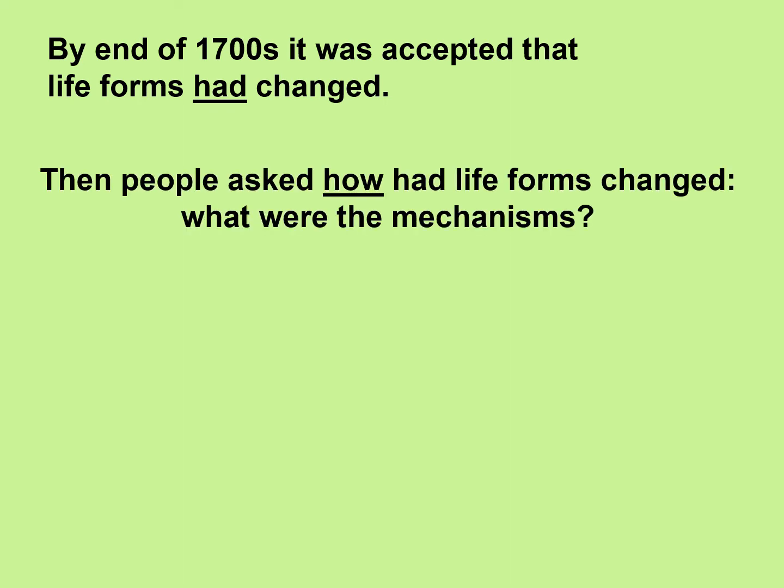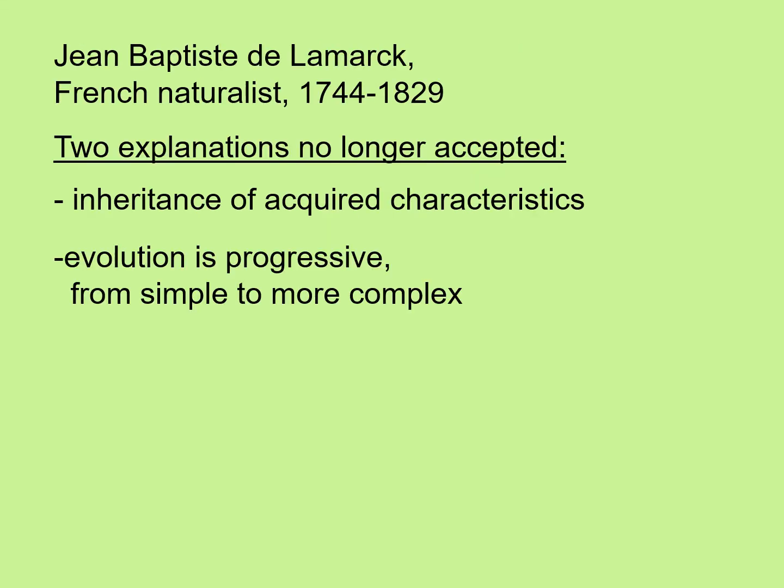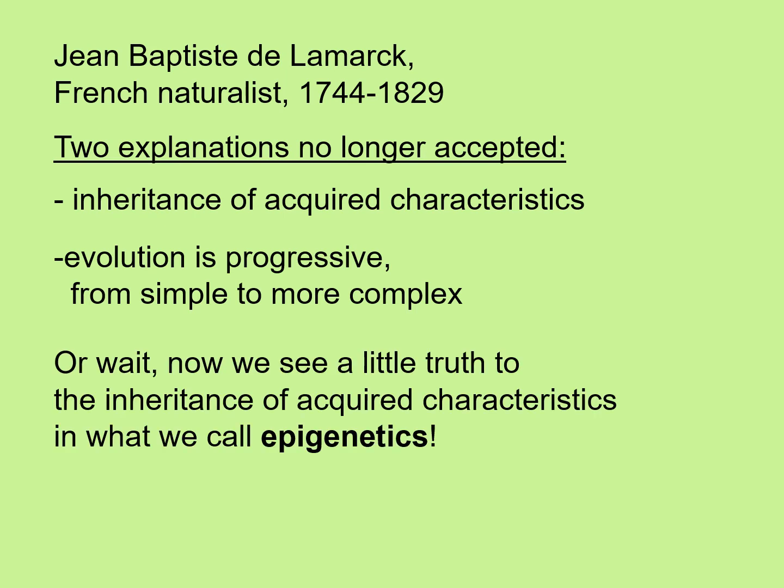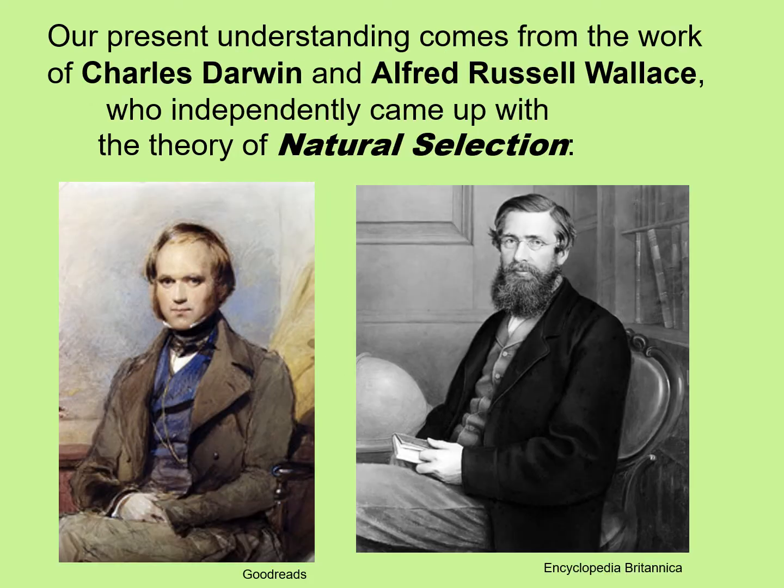But then people asked, well, how had life forms changed? What were the mechanisms? Lamarck, a French naturalist, offered two explanations that are no longer accepted. One, the inheritance of acquired characteristics, and two, evolution is progressive, from simple to more complex. But wait a minute, now we do see a little truth to the inheritance of acquired characteristics in the field of what we call epigenetics. Our present understanding comes from the work of Charles Darwin and Alfred Russel Wallace, who independently came up with the theory of natural selection.